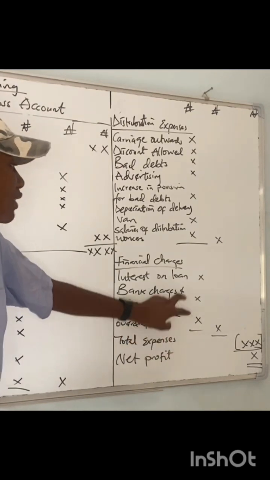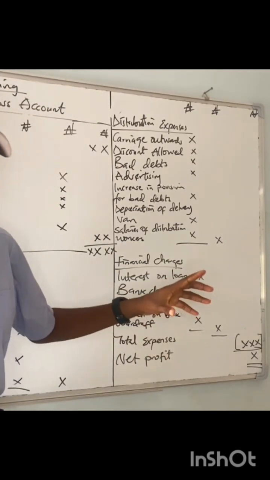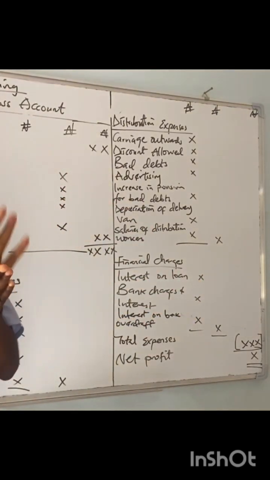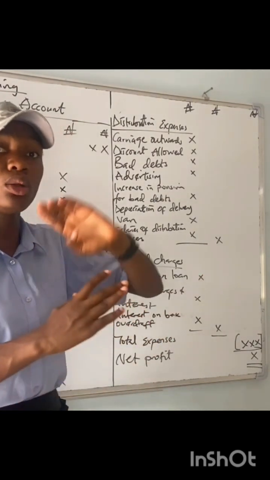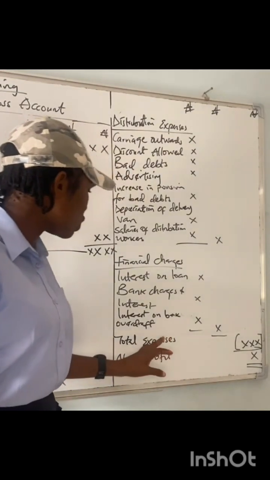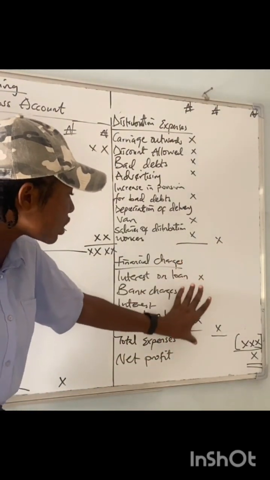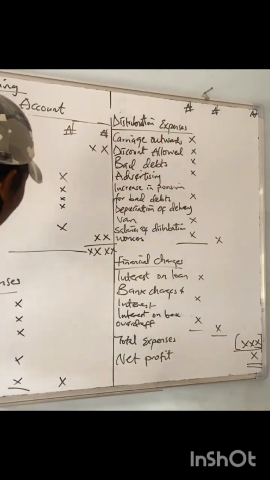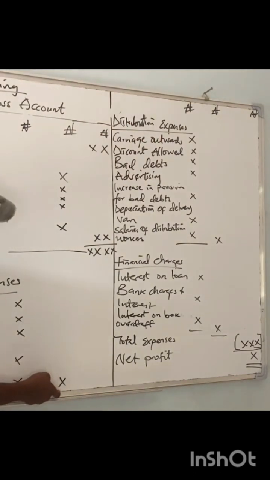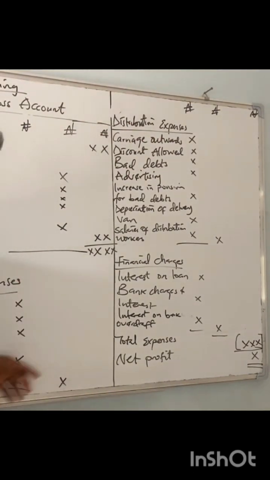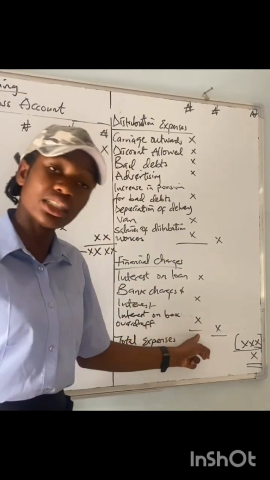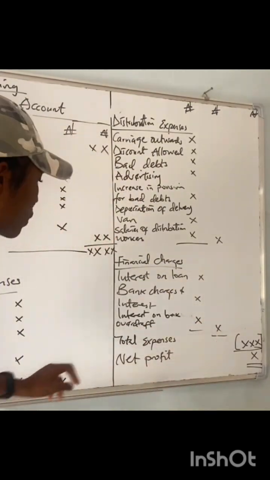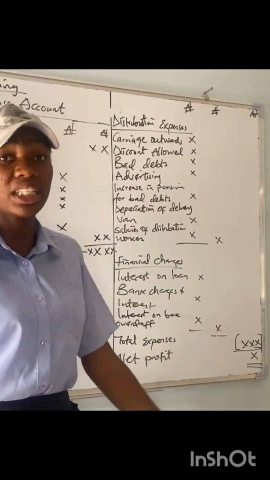Now overdraft and loan. Overdraft is short term, a short term amount borrowed by current account holders, and loan is long term. Now when we have gotten the different categories, we total all the expenses from the administrative, we total the distribution expenses, we total the financial charges. When we total them, then we have our total expenses for the year.